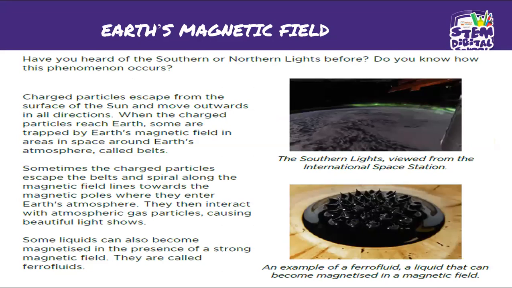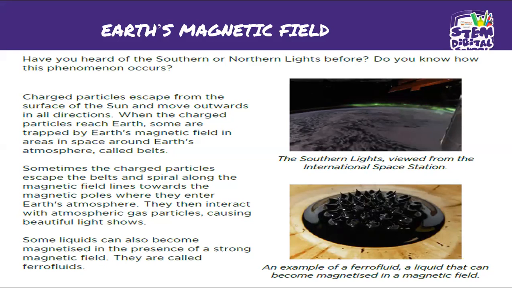Now, when we talk of the Earth's magnetic field, can you see this diagram? Have you heard of the southern or the northern lights before? Do you know how this phenomenon occurs? Now let's look at this. What you are seeing now is the Earth, and this thing is on top of the Earth. Let's see what happens. How does this color change?